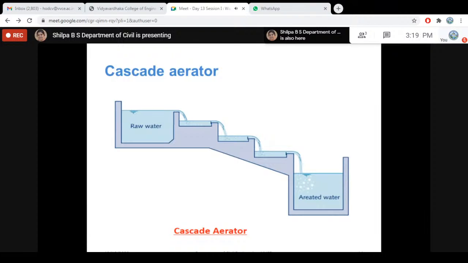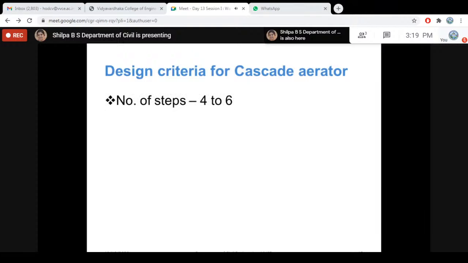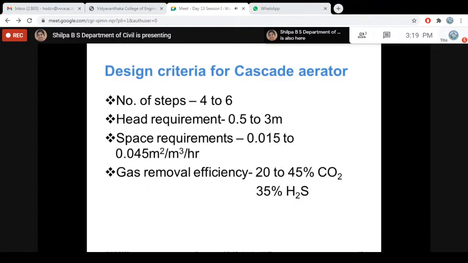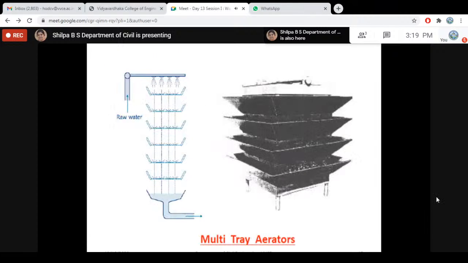In the cascade aerator, we provide a number of steps so that the water can flow in the form of a thin film, and depending on the raw water characteristics, we can decide its design criteria. Usually the number of steps provided will be 4 to 6. The head requirement will vary from 0.5 to 3 meters, and the space requirement is about 0.015 to 0.045 meter square per meter cube hour. The gas removal efficiency of this cascade aerator is about 20 to 45%. It can remove carbon dioxide, and a maximum of about 35% hydrogen sulfide can be removed.